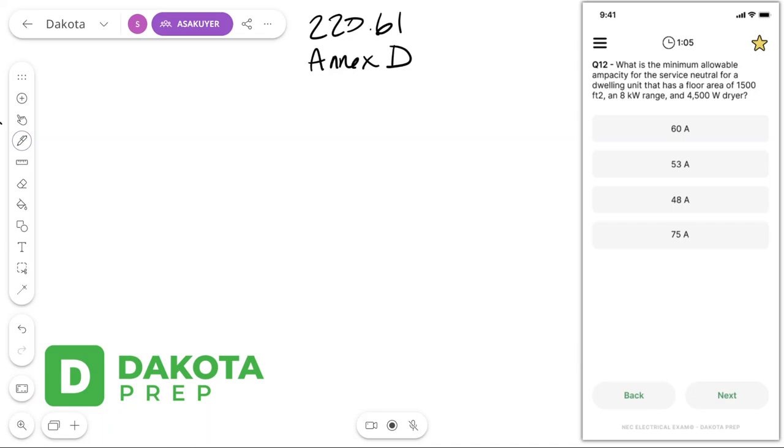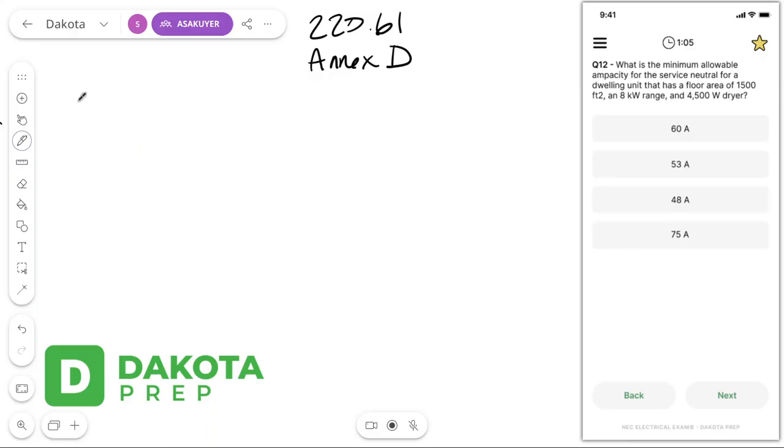It says, what is the minimum allowable ampacity for the service neutral for a dwelling unit that has a floor area of 1,500 square feet, an 8 kW range, and a 4,500 watt dryer? Okay, tricky. There's a tricky little rule in here dealing with that dryer.